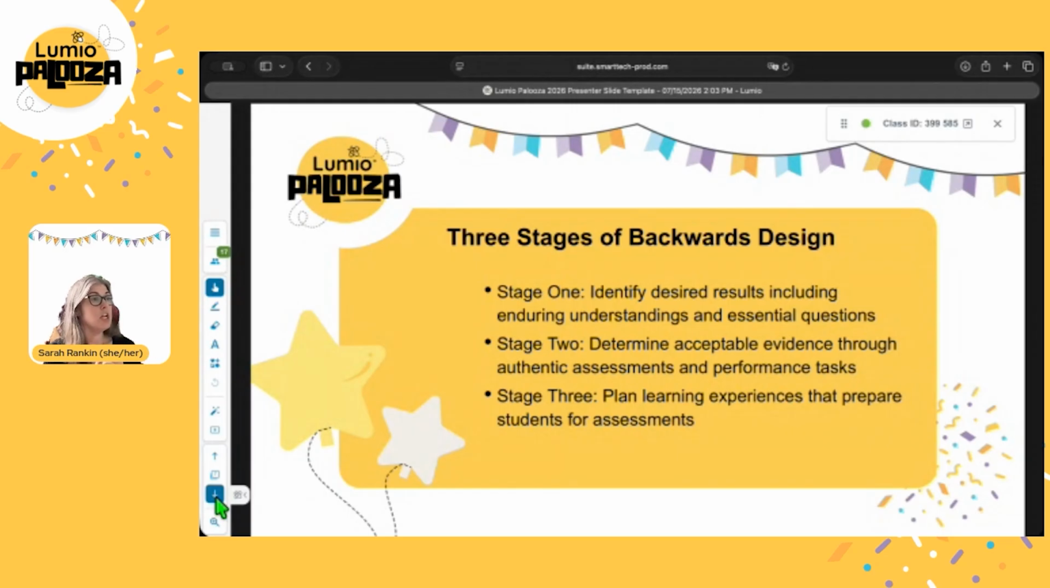So that first stage, you are really just trying to figure out what is the desired result. What is it that you need your student, your learner to develop an understanding of? And what are those essential questions that need to be answered? And usually for stage 1, we're going straight for either that, in New Brunswick, our PLP, our personalized learning plan, because that is where the student goal is.